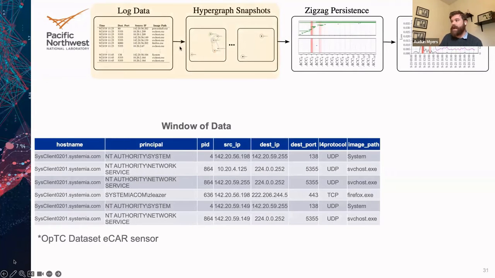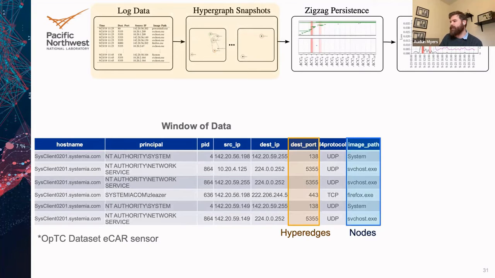So how are we actually creating these hypergraphs? Well, here's a very simplified, really small version of what this data might look like. Each row has a timestamp associated to it. Then we take different combinations of two columns. I use destination ports and image paths, which you can think of as executable files, and I create a hypergraph by looking at their pairs.